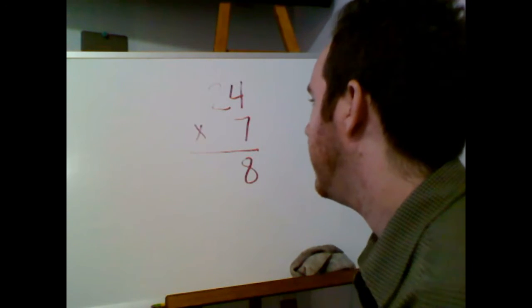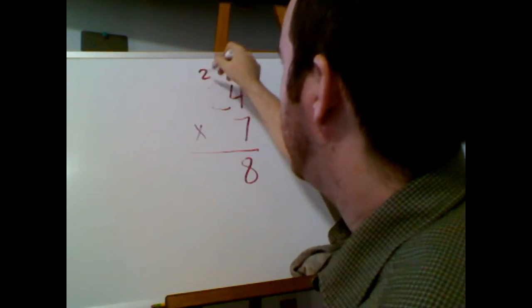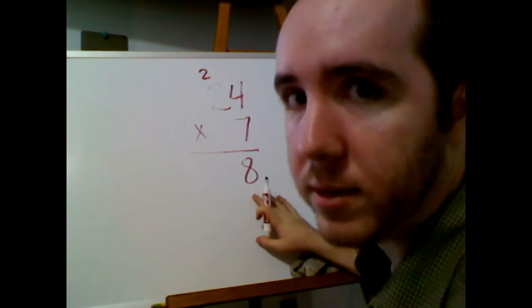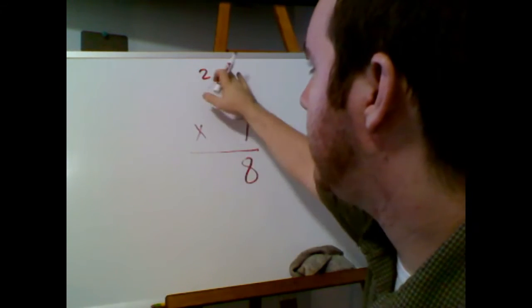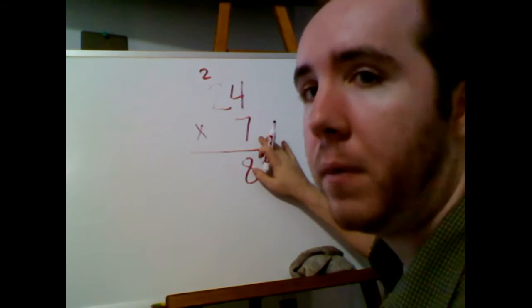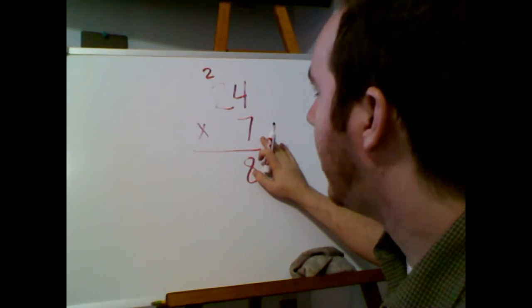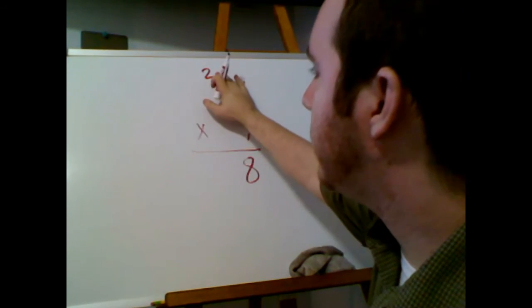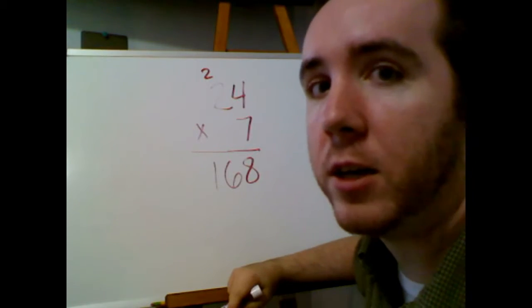Now, we're going to take the 2, or really the 20, it's not a 2, it's a 20 because we had 28. We'll take the 20 and put it up top here. We're going to do 20 times 7 now, which is 140. And 140 plus my 20 is 160. 168.